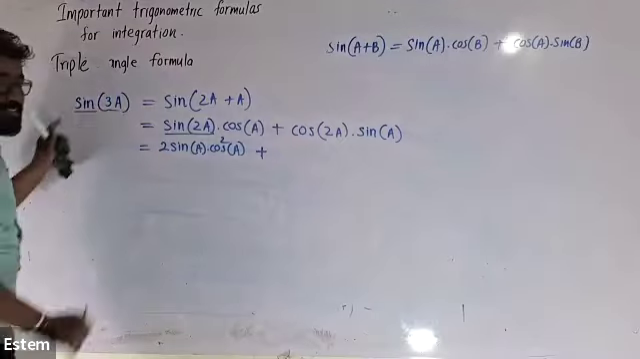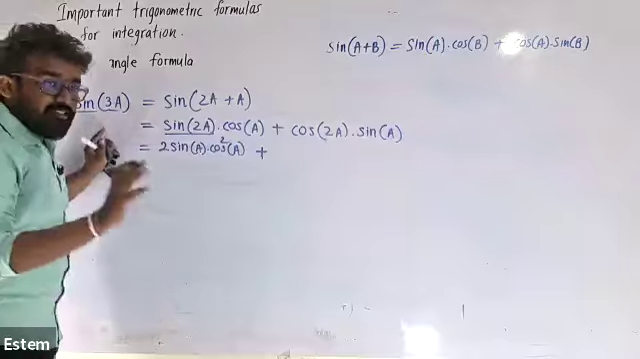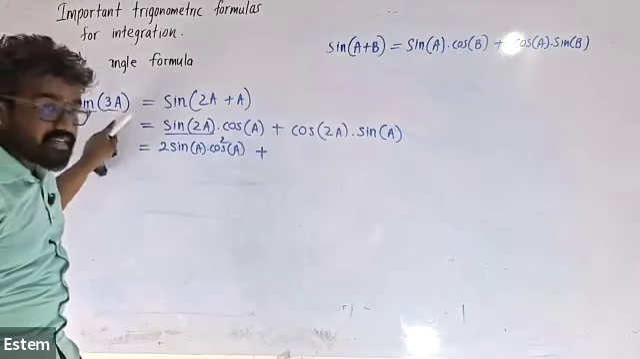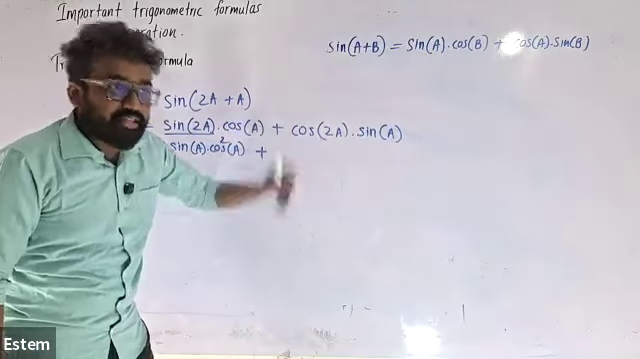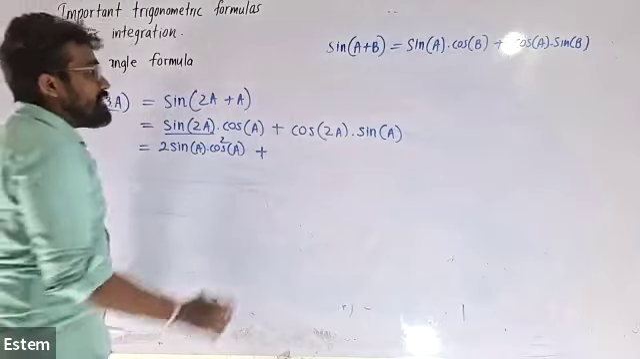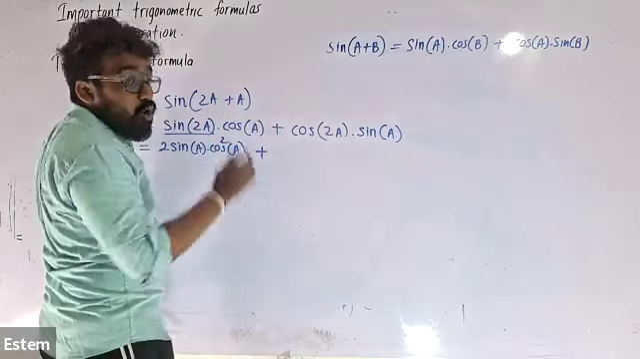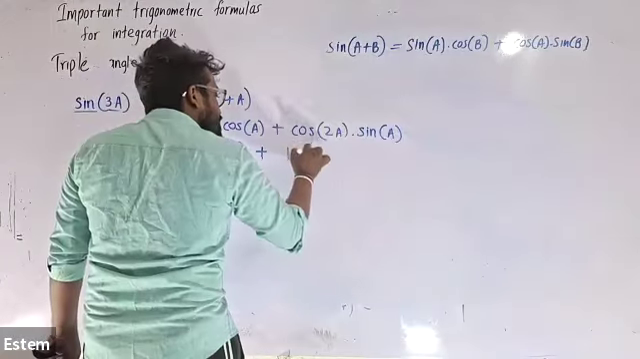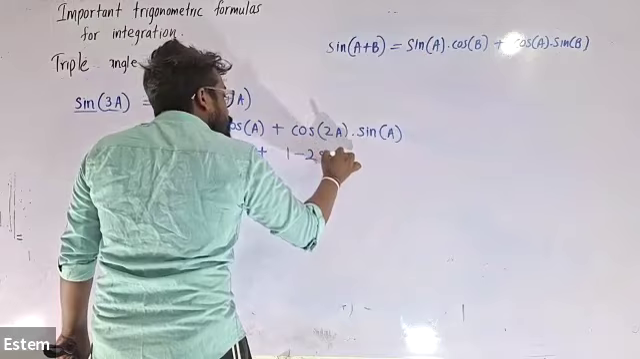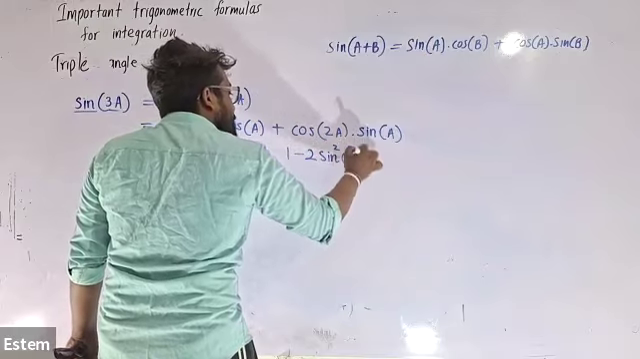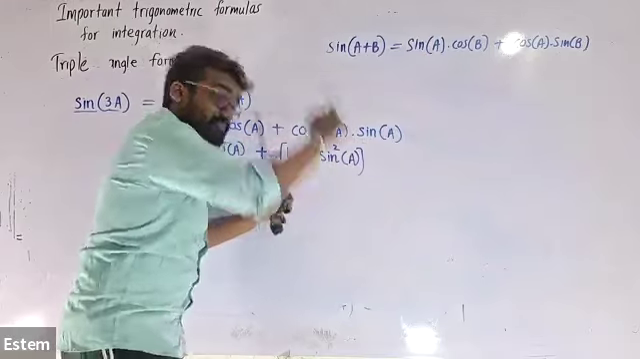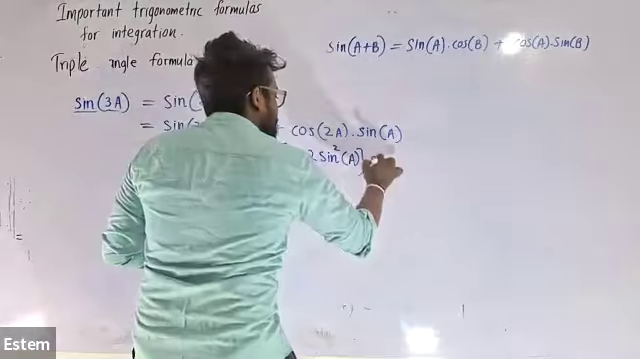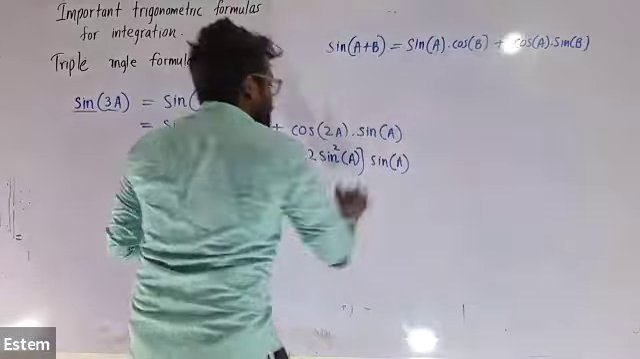This is sine, no? So definitely we should express this sine 3a in terms of sine. So I will apply the formula only in terms of sine. Cos 2a can be written as 1 minus 2 sine squared a. We proved this above.